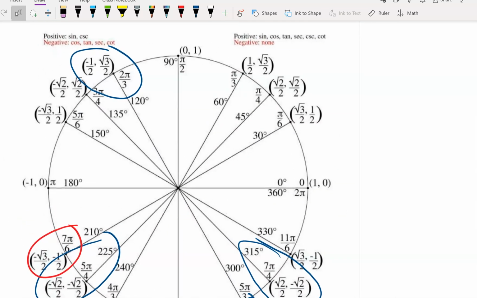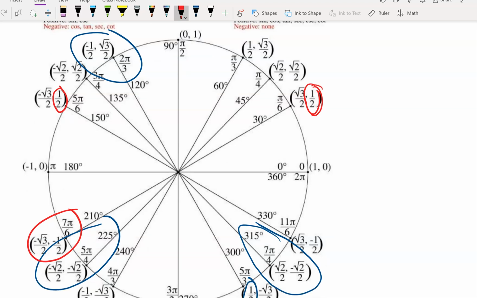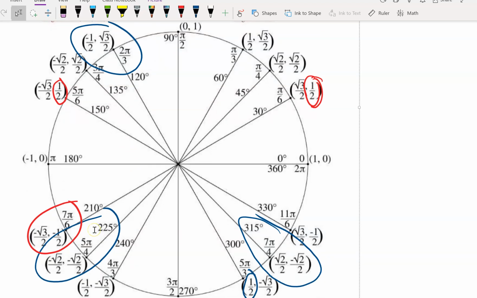Sine is our y coordinate. So sine is 1/2 at pi over 6, and also here at 5 pi over 6. And those should be our only two answers, because sine is going to be negative in all other quadrants. So my answer is going to be pi over 6 and 5 pi over 6.